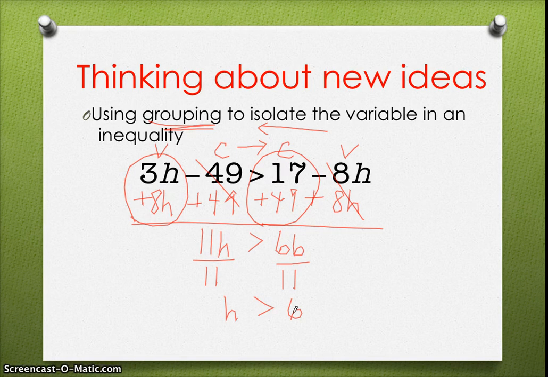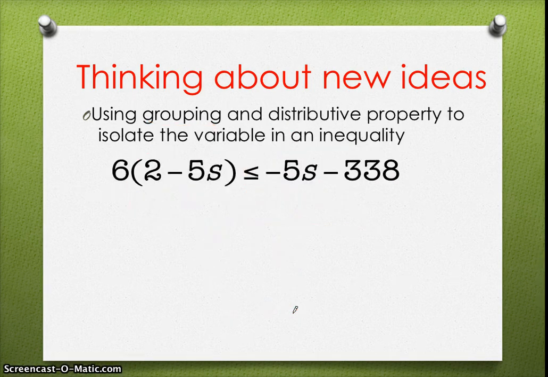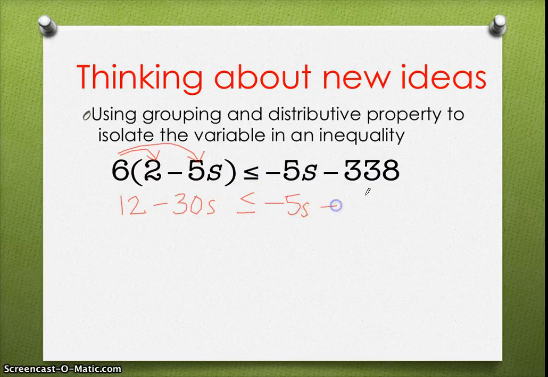Let's also remind ourselves, how do we apply the distributive property to the same type of inequality? So when we see that there is parentheses, we know we need to distribute to each term inside it. 6 times 2 is 12. 6 times a negative 5s is a negative 30s. Is less than or equal to negative 5s minus 338.